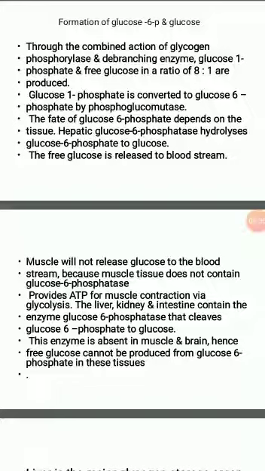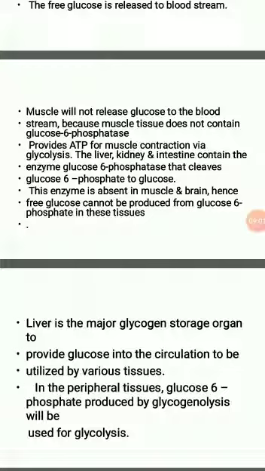Whereas the liver, the kidney and the intestine contain this enzyme glucose 6-phosphatase, which is helpful in cleaving glucose 6-phosphate to glucose. So you can see it is only in the liver, kidney and intestine; this glucose 6-phosphatase activity will not be present in muscle and brain. So the glucose 6-phosphate which is produced by glycogenolysis in the peripheral tissues is used up for glycolysis.